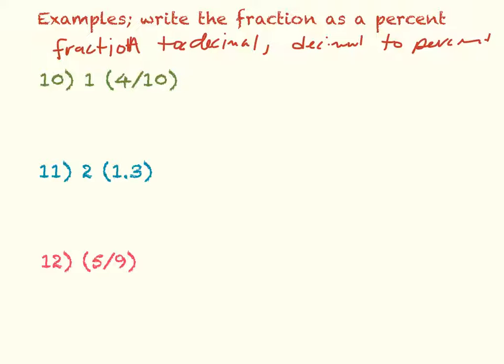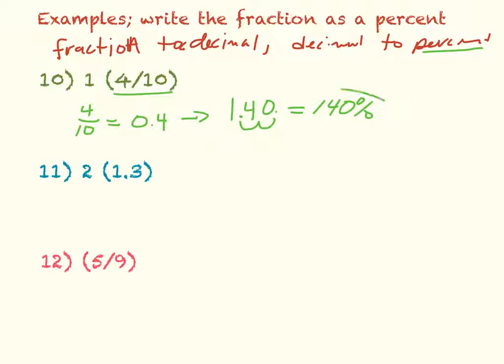Alright, so the first thing I'm going to do is look at my fraction, 1 and 4 over 10. If I were to write the fraction as a decimal, it would be 0.4. So my decimal would be 1.4. And then if I were to write that as a percent, I'm going to move my decimal 2 spots. So I have 140%.